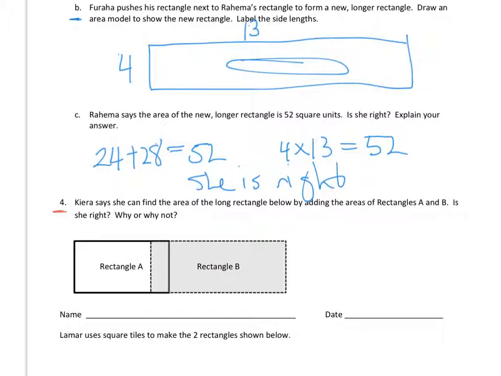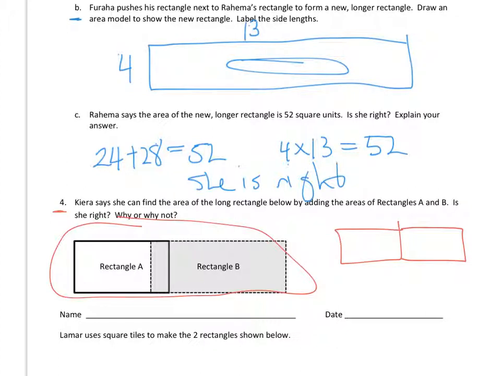And number 4. Kiara says she can find the area of the long rectangle below by adding the areas of rectangle A and B. Is she right? Why or why not? So this is kind of what we've done, is we've taken 2 different rectangles and pushed them together to make one long one. The question is, what happened here? And if you look at the one I just drew compared to this one, there are some similarities and differences.